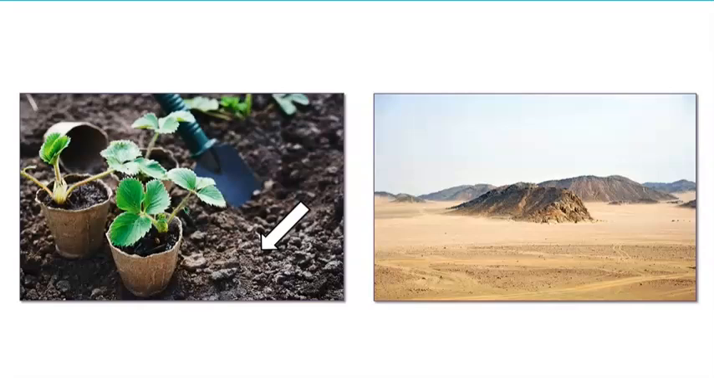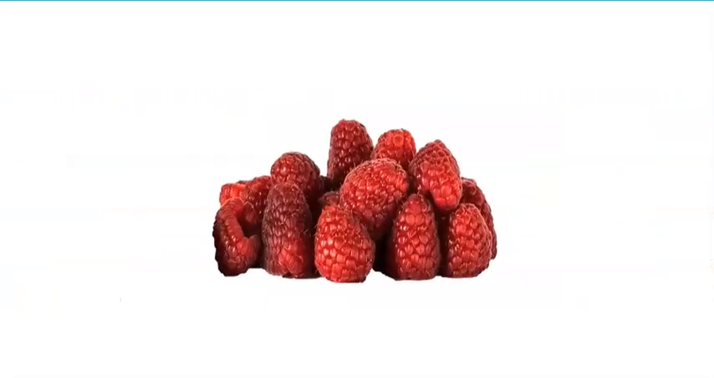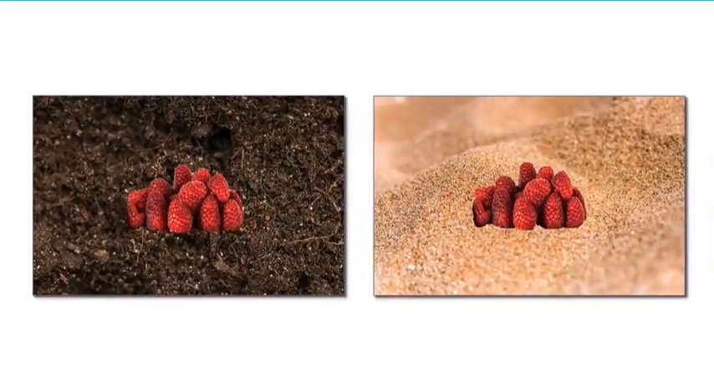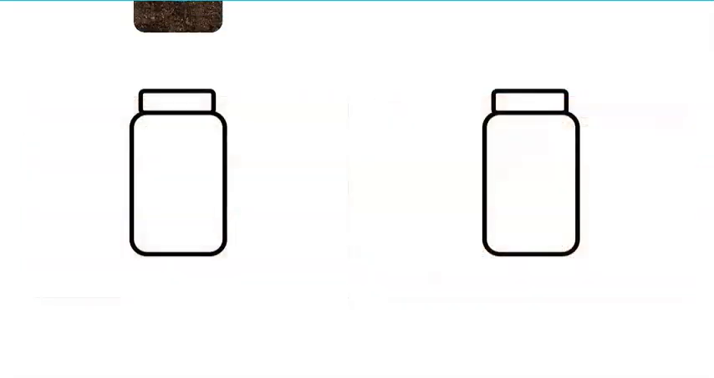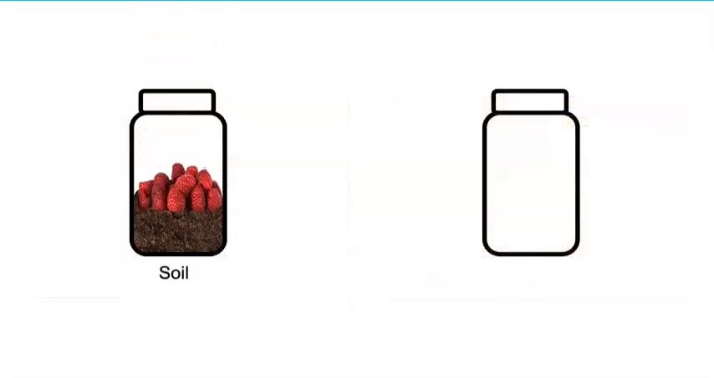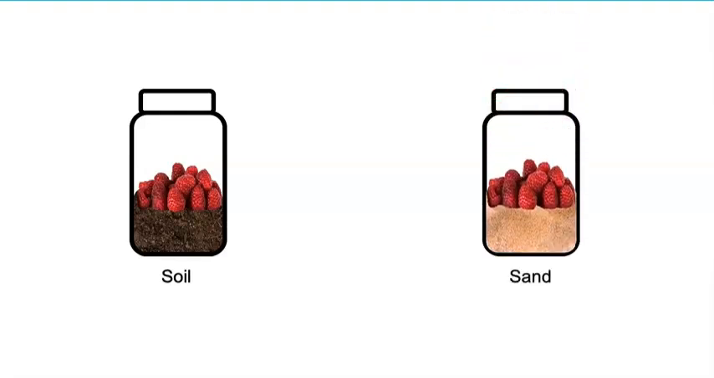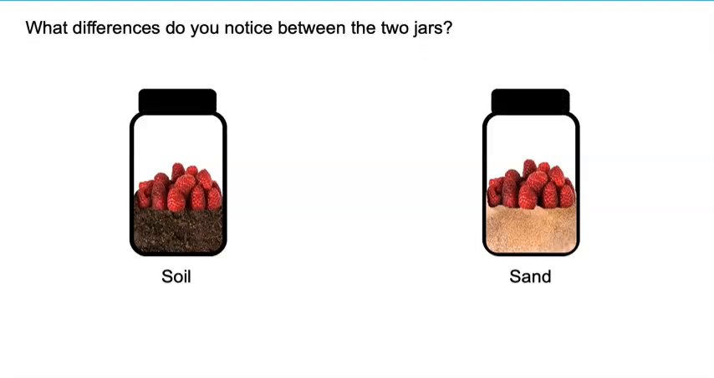Well, we saw that the raspberries can decompose. What if we put some raspberries in sand and some other raspberries in soil? Then we can observe the raspberries and look for differences in how they decay in different ground materials. We will fill one container with raspberries and soil, and another container with raspberries and sand. We will then close the jars. What differences do you notice between the two jars? The only variable that differs is the type of ground material in each container.